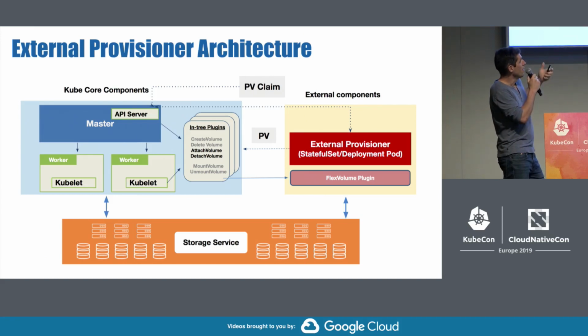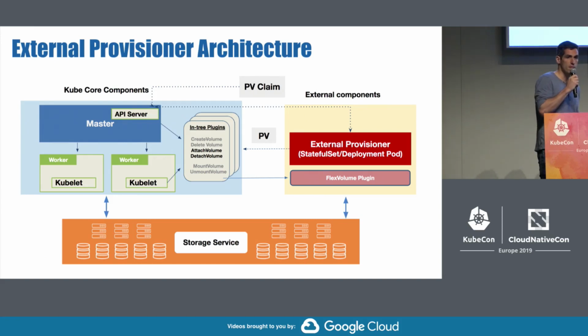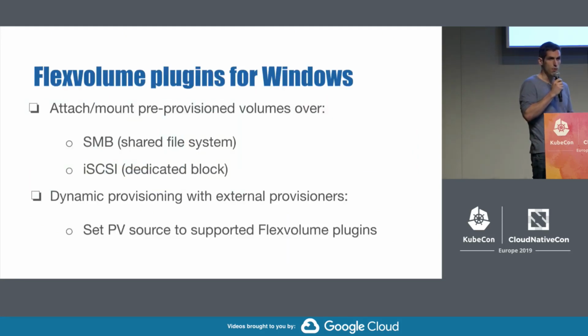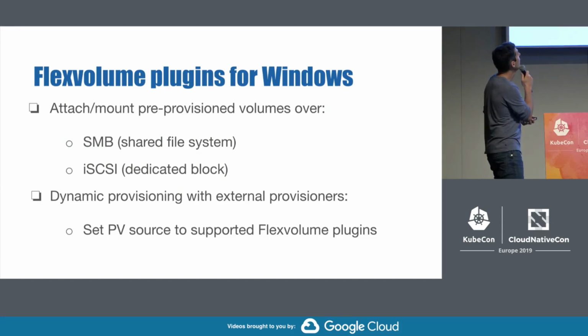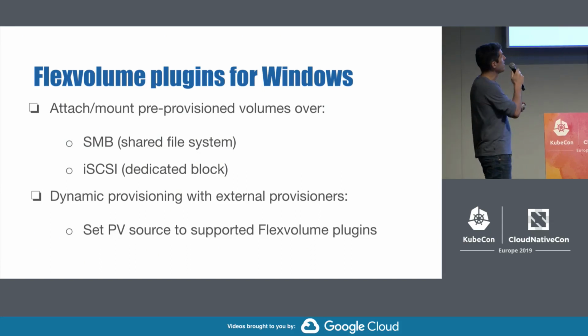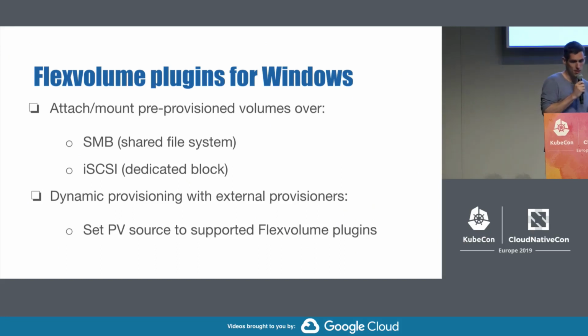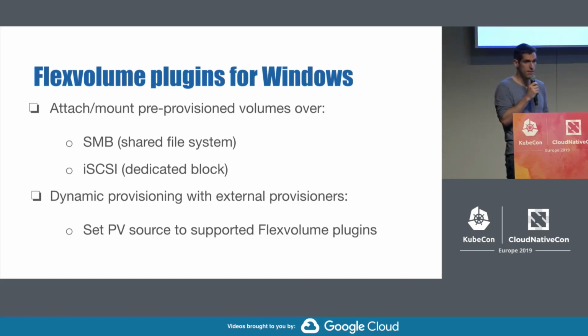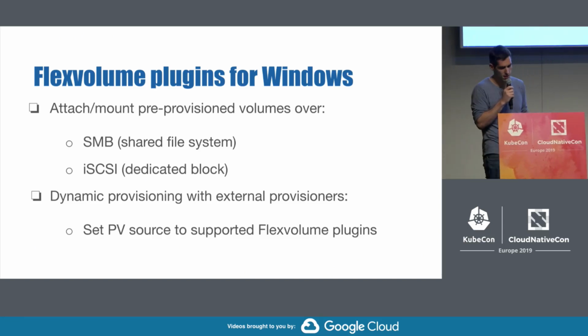The API master takes care of the attach and detach operations. So the PV object has to be one of the entry ones. And then the mount and unmount volumes can be delegated to a flex volume plugin. Flex volume plugin is really just a process running on the worker. And that's basically the architecture for this new model that Kube came up with. So for Windows, there's really two flex volume plugins today that exist for Samba and iSCSI, Samba for file system and iSCSI for block devices.